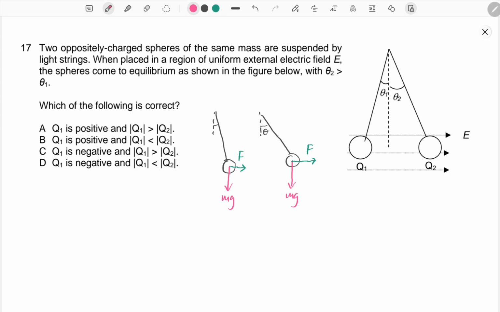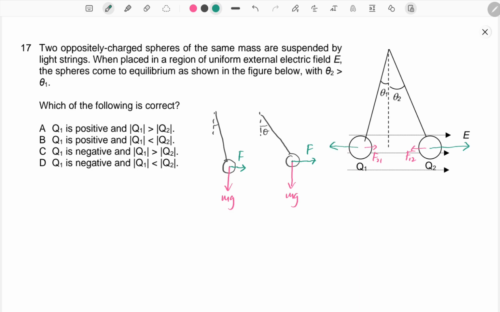In the horizontal direction, these two spheres actually attract each other, because they are oppositely charged. So this is the force by 2 on 1, this is the force by 1 on 2. At the same time, there is also a force by the external E field on each of them, and that must be the one that constitutes them being dragged apart.